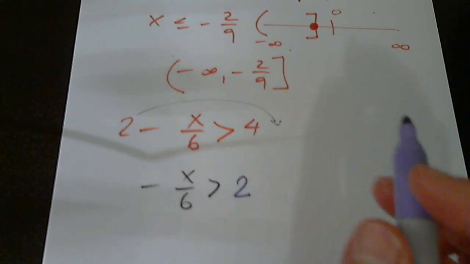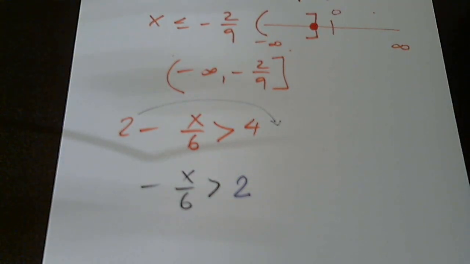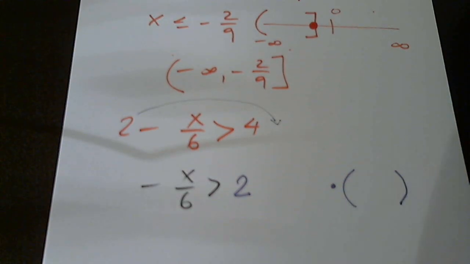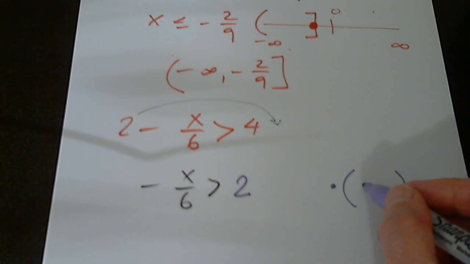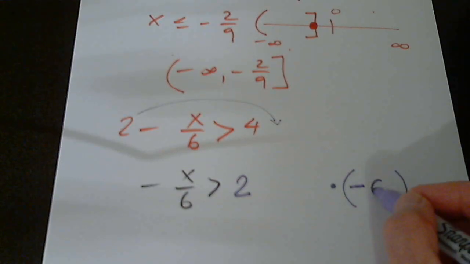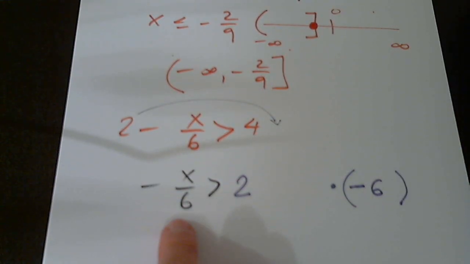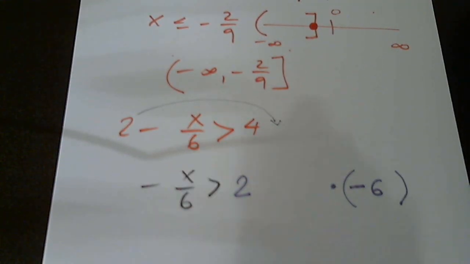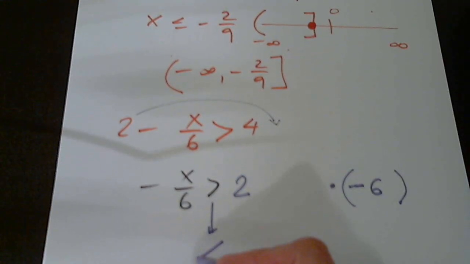Two. Excellent. Now be very careful because I need to multiply both sides by a negative number. Which number? Negative 6. We want to eliminate the fraction. But careful, I'm multiplying both sides by a negative number. This symbol has to switch because I will multiply both sides by a negative number.